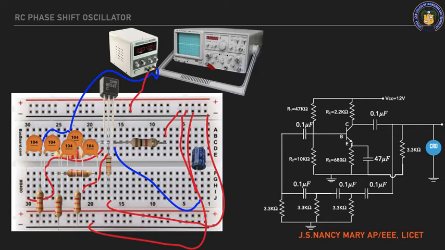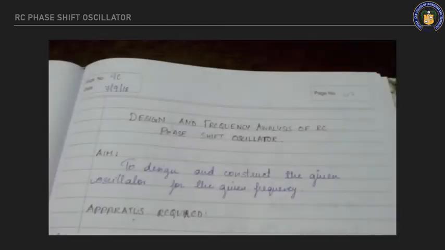Okay, now I'm going to connect my CRO probe. So one end is connected to the ground, the other end is connected to 0.1 microfarad. Now we will see the same thing in the demonstration. So we are going to see the demonstration now.